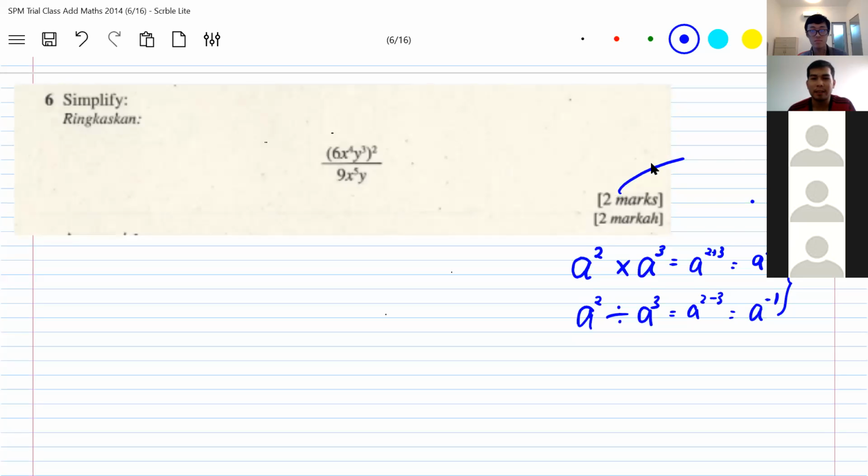And the third one is that there's something like this: A squared to the power of 3. Only here you do A 2 times 3. That will give you A power 6. So you see, if you mix this up, then the numbers will be wrong, and then you just lose that 2 marks straight away.